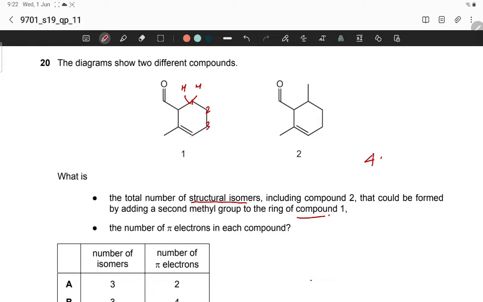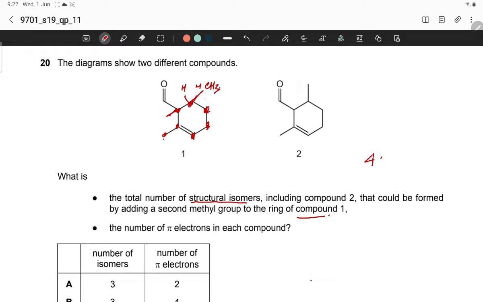Hydrogen 1, 2, 3, 4. This is hydrogen, this is carbon, carbon, carbon, carbon, 5 and 6. So there are 6 carbons, 7 is this methyl group, and 1 methyl.